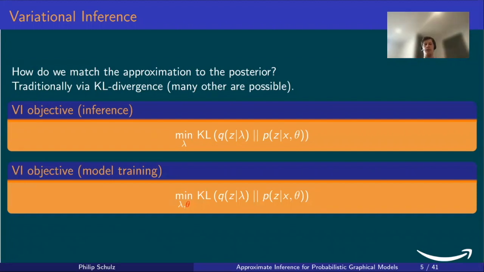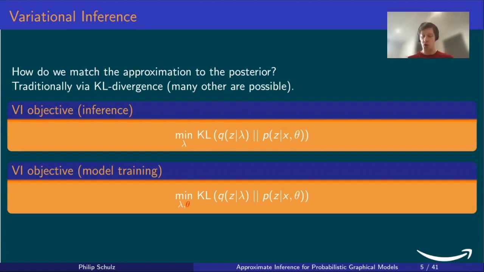And oftentimes we don't only want to do that for inference. So not only do we want to approximate the posterior, but we will also want to train the model at the same time. And for the rest of this talk, just remember that lambda is going to be our variational parameter, so the parameters of the approximation, and theta is going to be our model parameters. So in particular, we can optimize this KL divergence for the model parameters and the variational parameters simultaneously. And then it could be interpreted as an alternating optimization. Think about expectation maximization, for example.